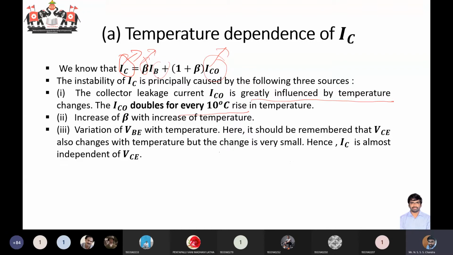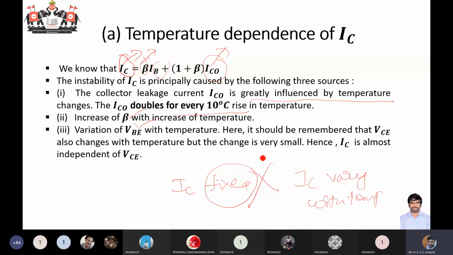So three things are going to change: your IC naught value, your beta value, and VBE are going to change with temperature. Because of the changes in these parameters, your IC will not be a fixed value, but it is going to vary with temperature, which is undesirable.